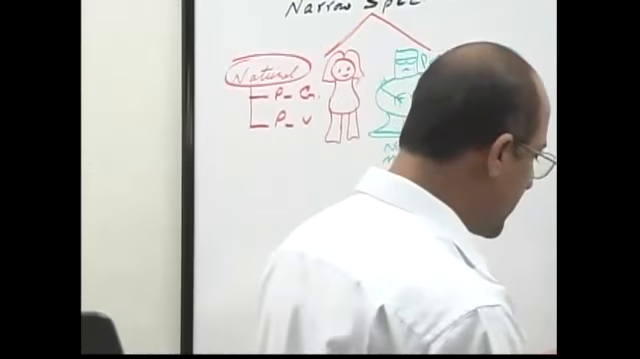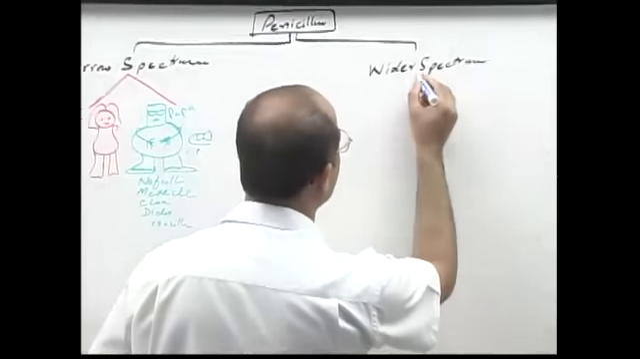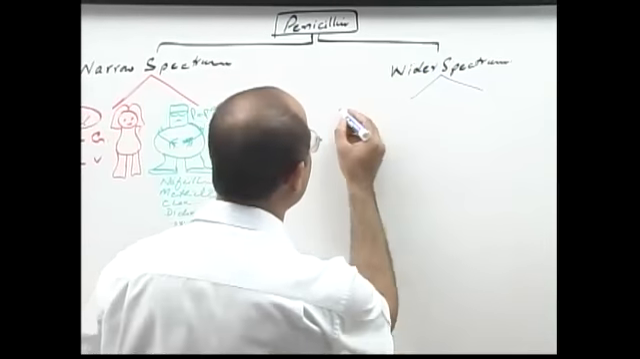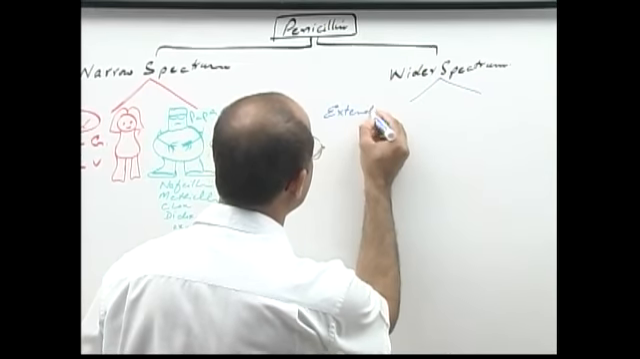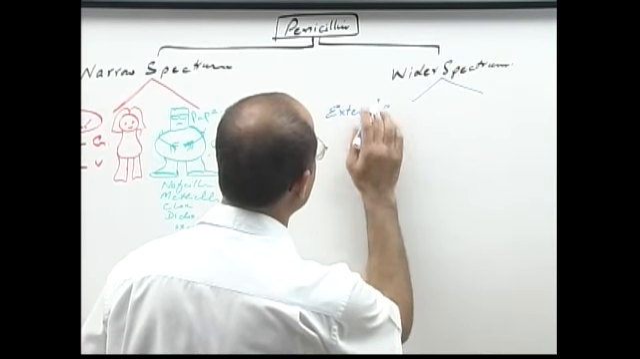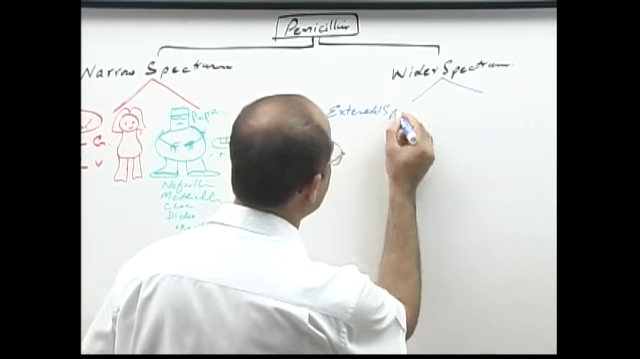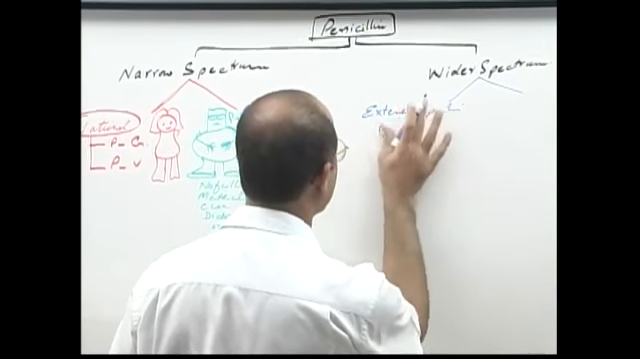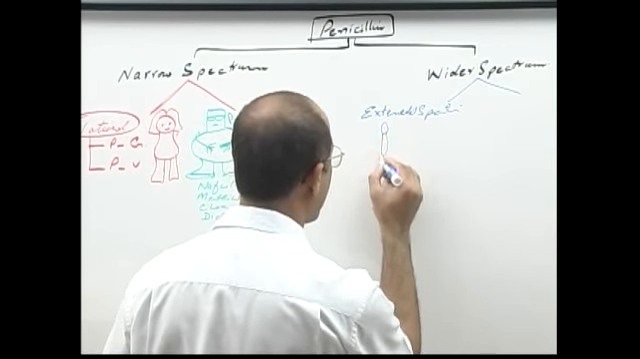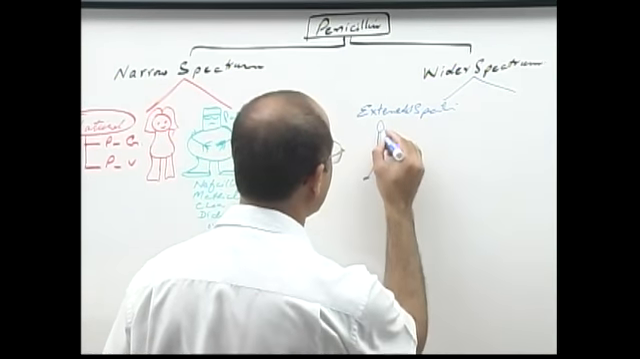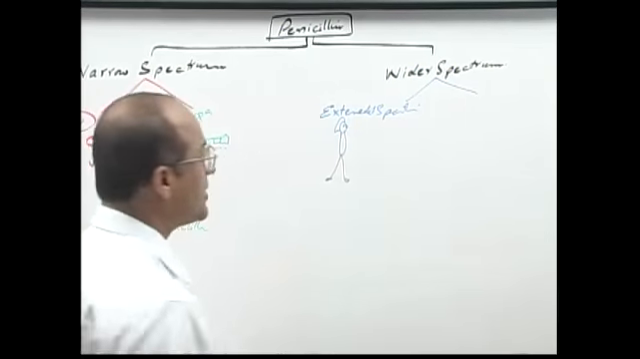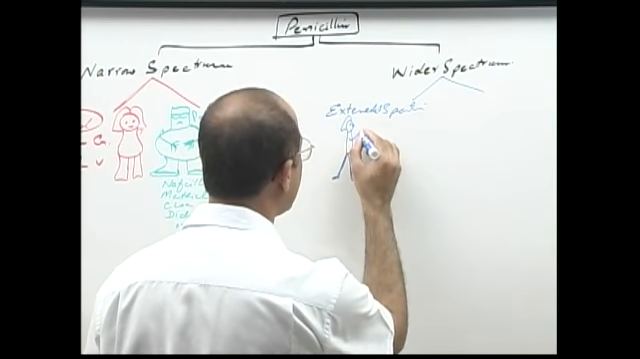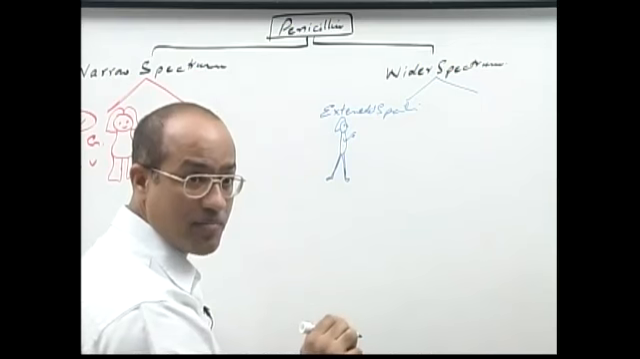And then we talked about the wider spectrum penicillins, and in that group we put two. There were the smart model, which were called extended spectrum, covering more gram negative bacteria. These are the smart ones, and these extended spectrum penicillins could go through the porins of many gram negative bacteria.